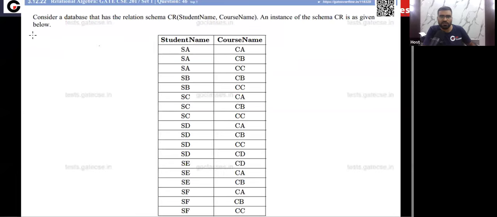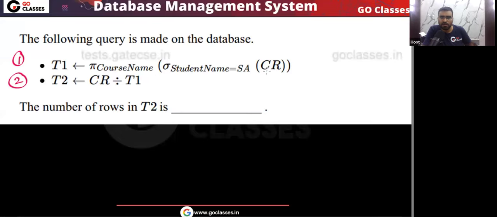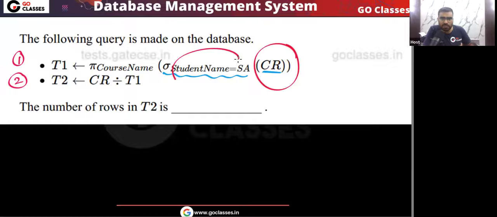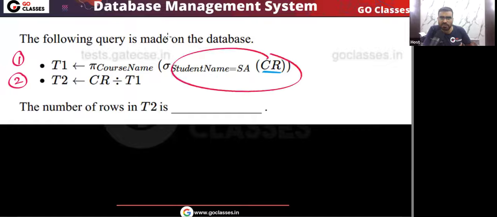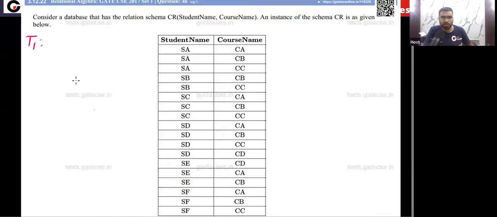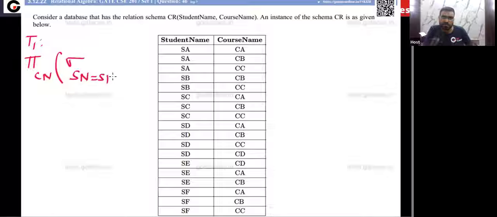So tell me, if I calculate T1, then what will I get? Remember, T1 is from CR. You select those tuples where student name is SA, those courses you find. Then we are projecting the course name. From the CR table, we want those tuples where student name is SA, and we only want to project course name.